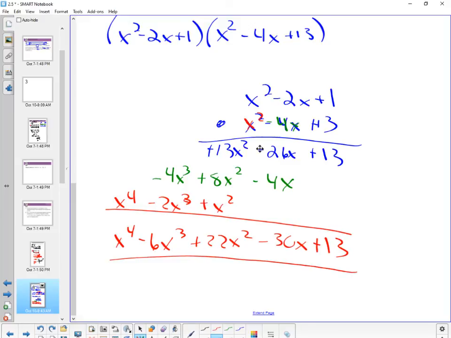Wait, how'd you get 22x squared and 30x? I added everything up. Oh, I didn't see those. So now we're back to our original polynomial.